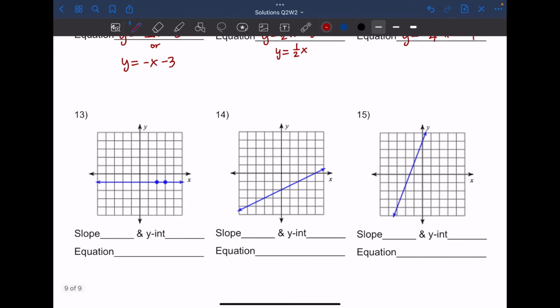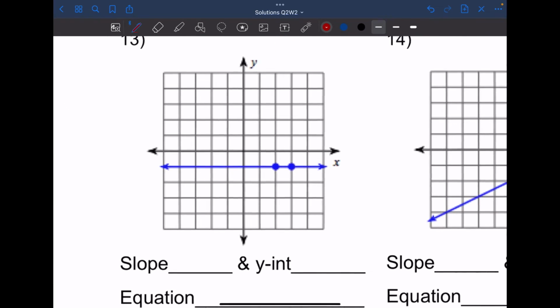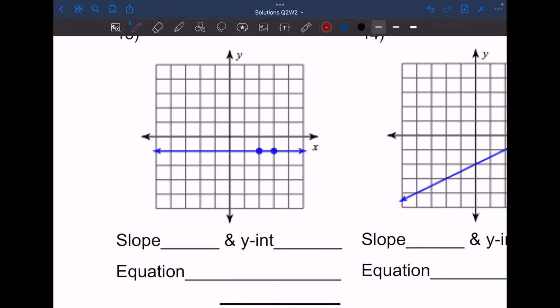Okay, only 3 more. Let's look at number 13. So starting from the one on the left and going to the one on the right, I don't have to move up or down at all, so that's a +0. And then to the right, 1, so +1. So this slope is 0 over 1, which is just 0. The y-intercept is right here, and that looks like it is at 0, -1.